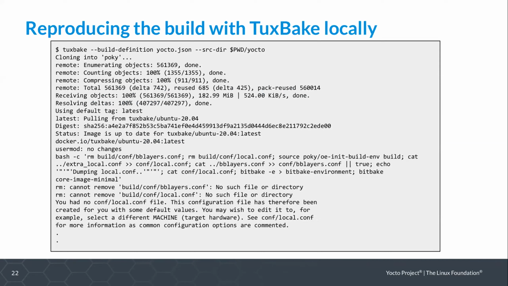While these builds are happening, once you've done a build, if you wish to reproduce it locally, you can use the TuxBake tool. This can be installed with pip3 install tuxbake. You specify the build definition file and a path where it has to fetch the sources and do the build, and it will go ahead and clone the Poky repository and then use the container to do the build.